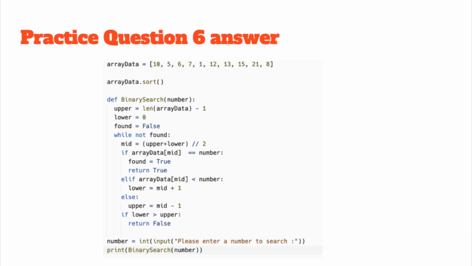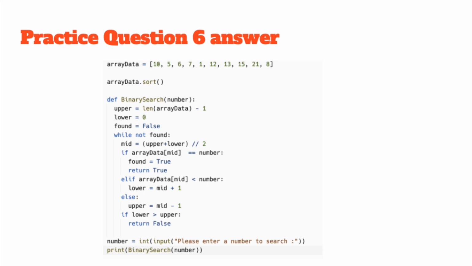We've then worked out the upper, which is the length of the array data minus 1. Why length of array data minus 1? Well, because it starts with 0. So the length of array data might say there are 10 items, but the index is going to be 9 because it starts with 0. Therefore, we need to do minus 1.